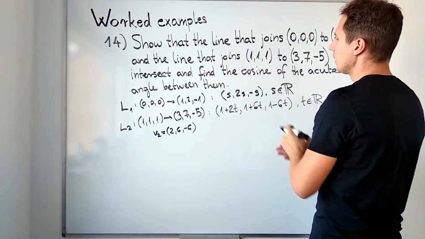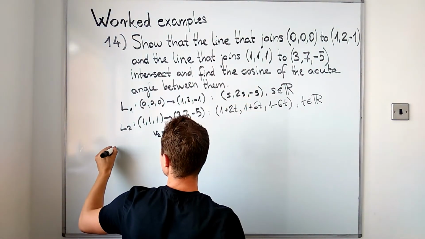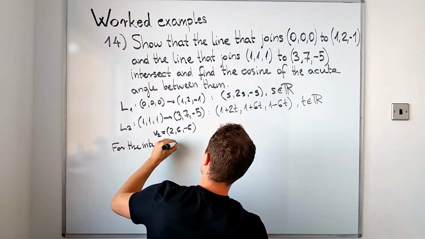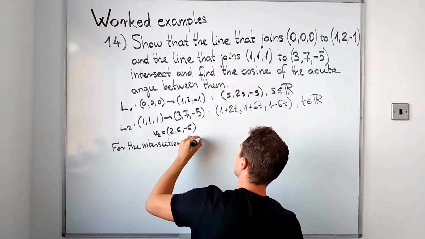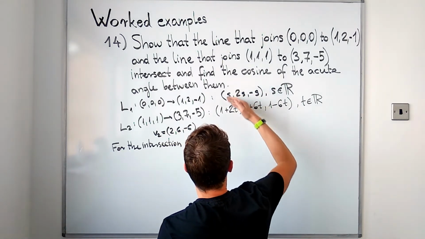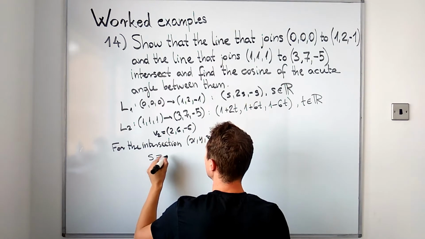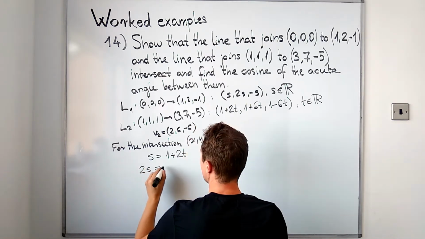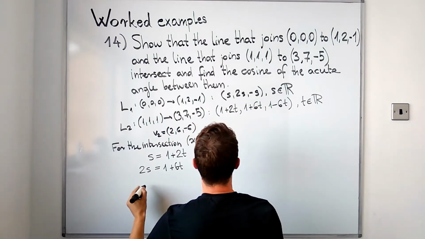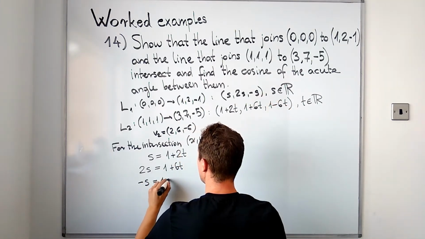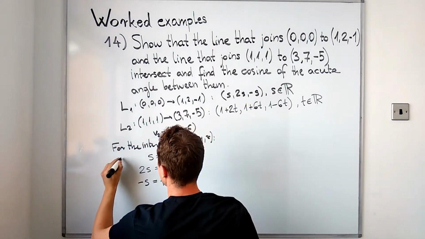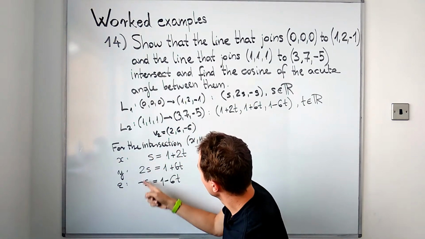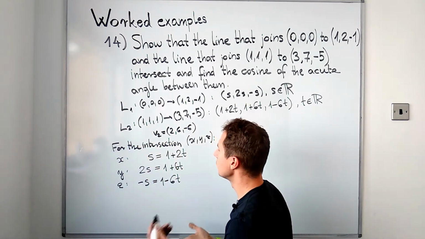And in order for these lines to intersect, for the intersection point with coordinates x, y, and z, these equations should hold: the first coordinates should be equal, the second coordinates should be equal to each other on these lines, and the third coordinates should also be equal, because this way we ensure that this point is on line L1 and also on line L2, so it's really an intersection point.